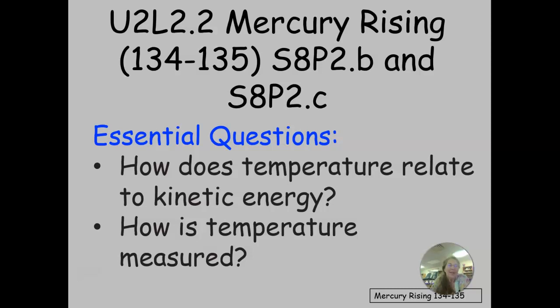Welcome back. Here we are in the second part of the temperature lesson. We're going to talk about mercury rising. Mercury used to be used in thermometers, and it has been found out that it's a poison. So nowadays we don't use glass thermometers filled with mercury.